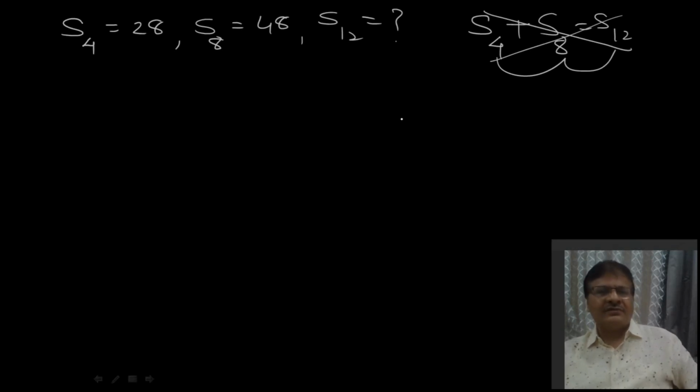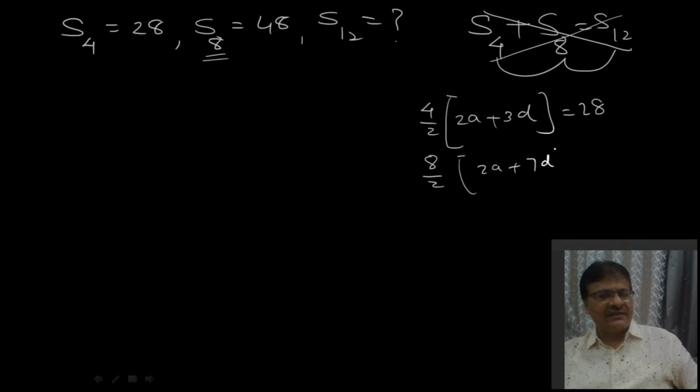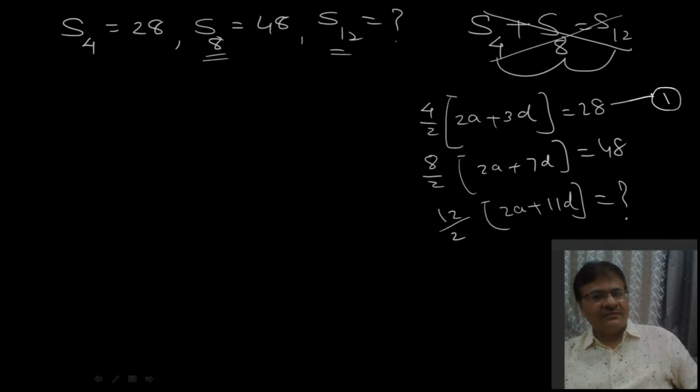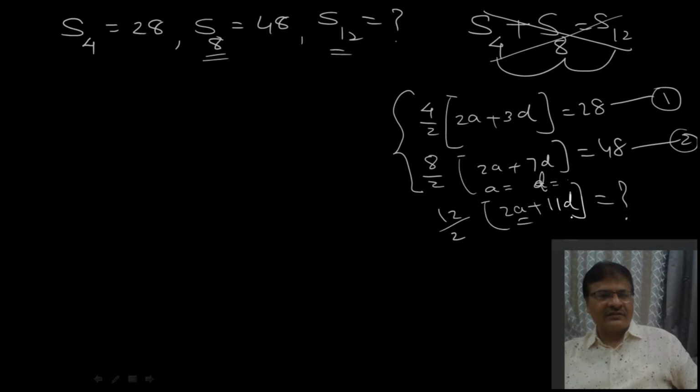Sum of 4 terms is given, so S4 means 4 by 2, 2A plus 3D, that is equal to 28. And S8 means 8 by 2, 2A plus 7D, equal to 48. And what we require, S12, means 12 by 2, 2A plus 11D. Is that clear? This is equation number 1, this is equation number 2, and people try to solve these two equations, calculate the value of A and the value of D, and then put them here, and then they get the answer.